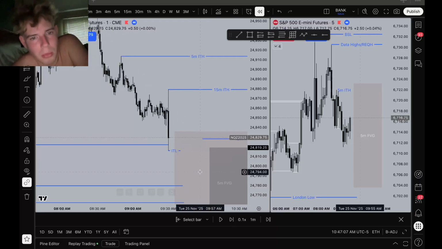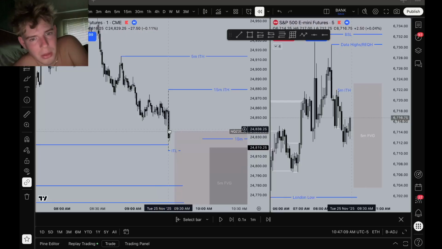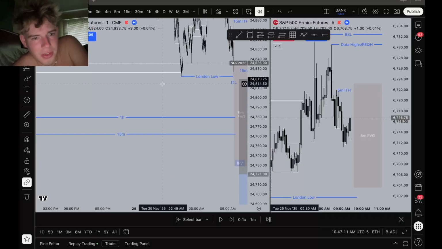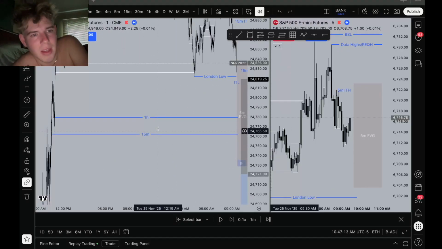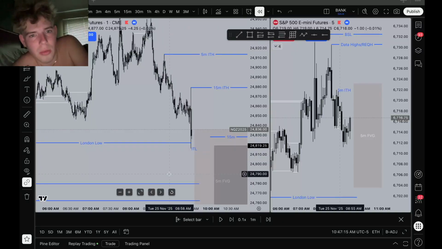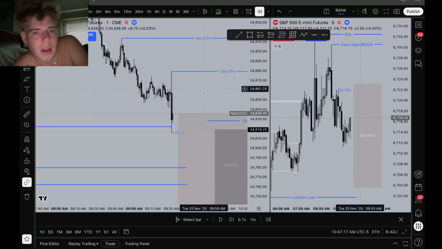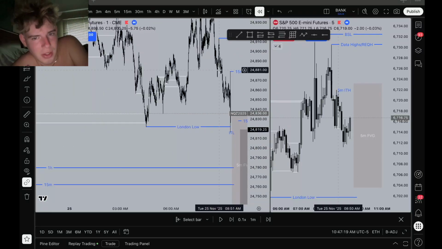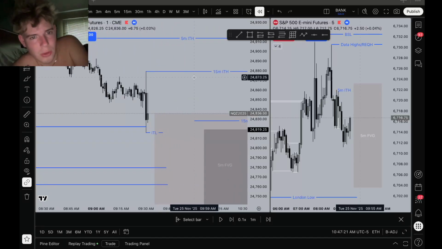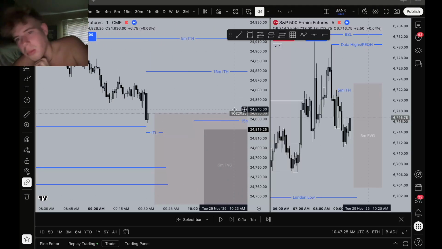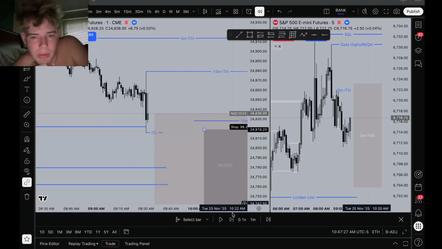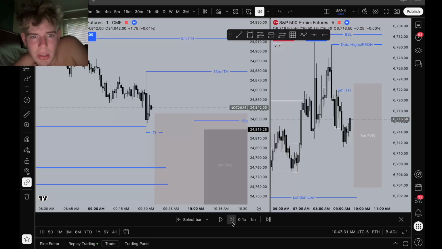I'm just waiting for more manipulation to the downside, probably. I wanted to see this 15 minute get hit the most, and then see a reaction off that for longs. Not something so instant where it's just London low and then reversal. But then it's very uncorrelated at this point in time.